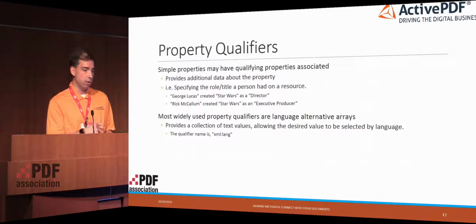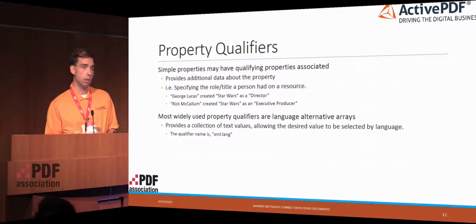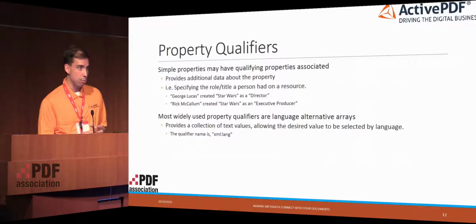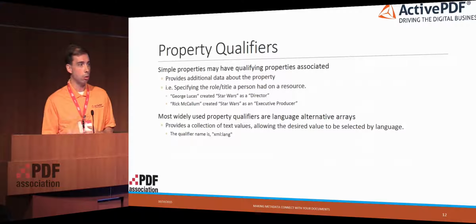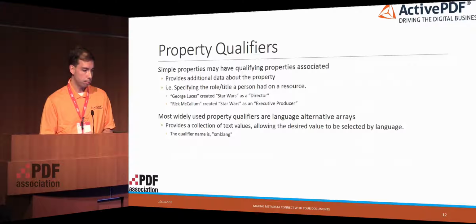So if we go back to that example of George Lucas creating Star Wars, we've got lots of people who worked on Star Wars. Now we can qualify by saying he worked on Star Wars as a director, or somebody else worked on Star Wars as a producer. And so we can still take that simple type, but just wrap it with an additional qualifier to explain a little bit more context about what they did or what that property value means to the resource that we're talking about.